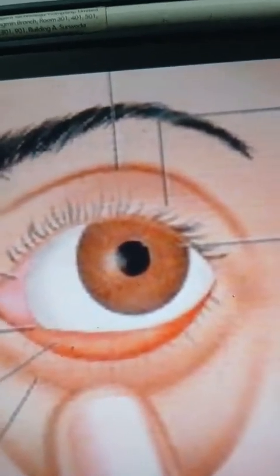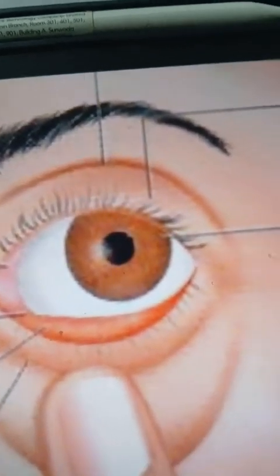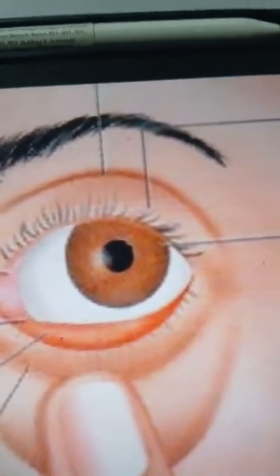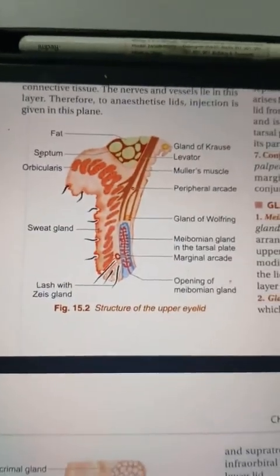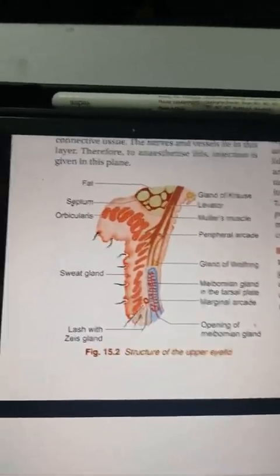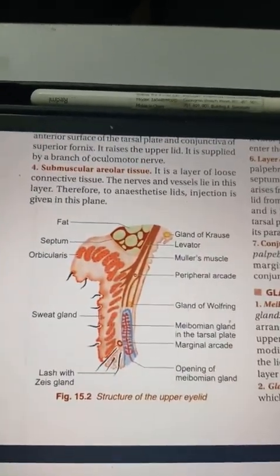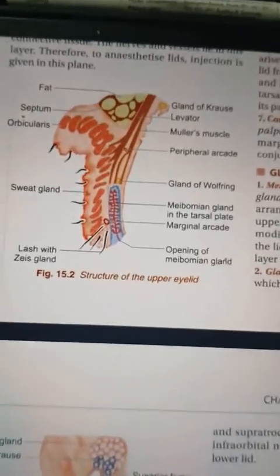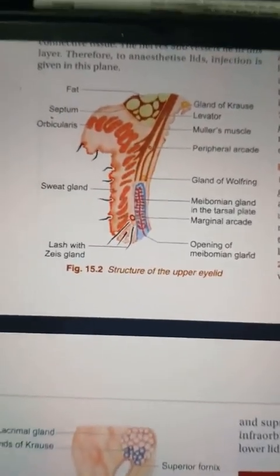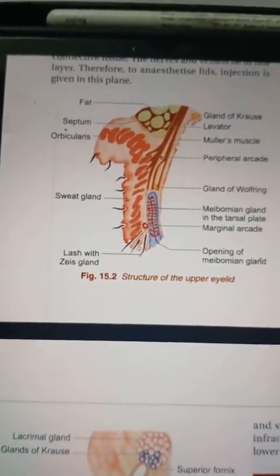It has a posterior border that is sharp, a rounded anterior border, and in between the two borders there is an intermarginal strip. Now in detail about the structure of the eyelid. It consists of 5 layers. First being the skin. Skin is the most elastic, has a fine texture and is the thinnest in the body. Then is the subcutaneous areolar tissue.